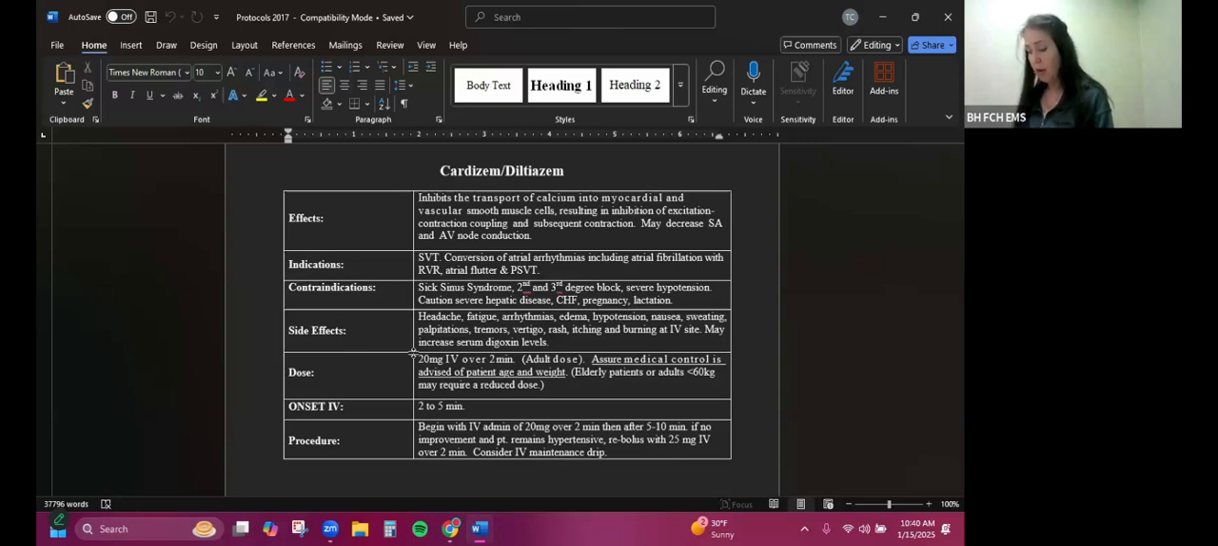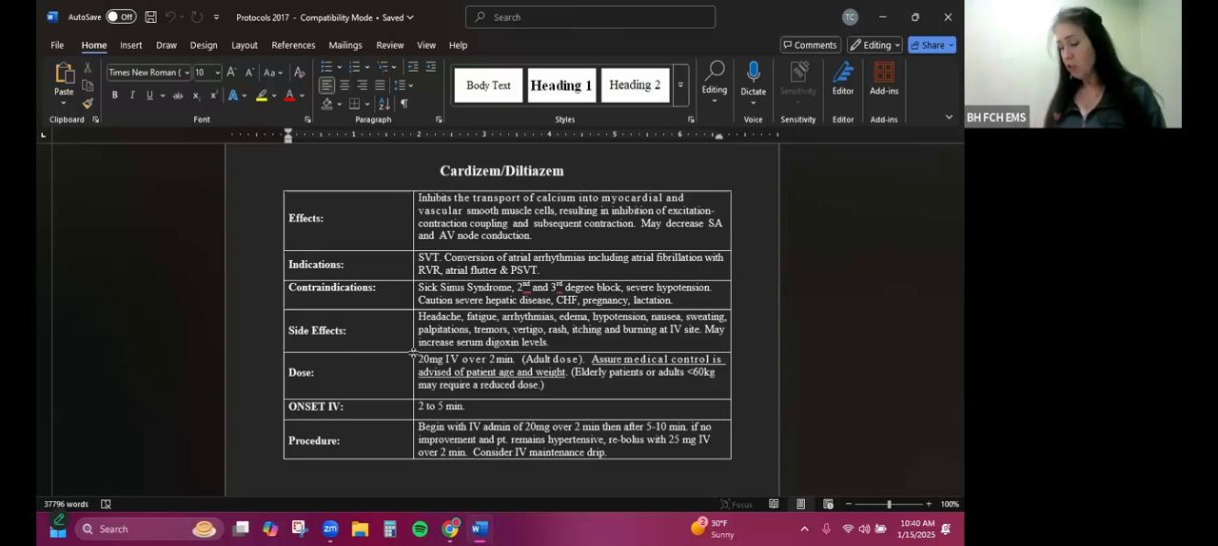digitoxin levels. Okay, so your dosage for your Cardizem is 20 milligrams IV push over 2 minutes is your adult dosage. Ensure medical control is advised of the patient's age and weight when you give Cardizem. An elderly patient may need reduced dosage, which we know on all elderly patients, they do not metabolize their drugs the same.